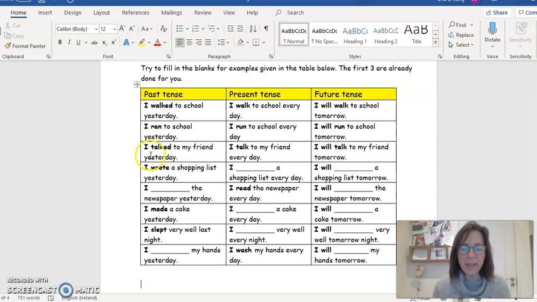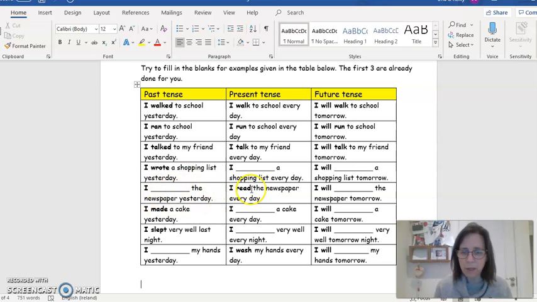Okay. And again, this line is also done for you. I talked to my friend yesterday. That's the past tense. I talk to my friend every day. Present tense. And I will talk to my friend tomorrow. Future tense. So what I want you to do is fill in the gaps. Okay. So I wrote a shopping list yesterday. What will I do with my shopping list today? And what will I do with my shopping list tomorrow? Okay. You can see that this one is blank down here.